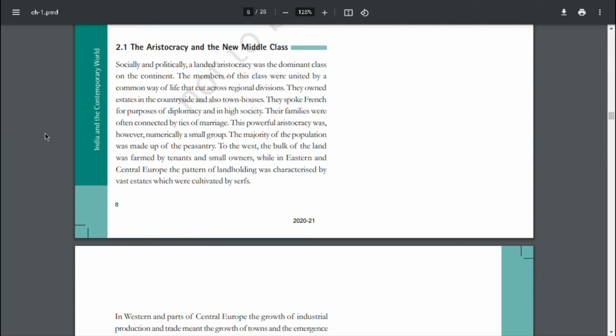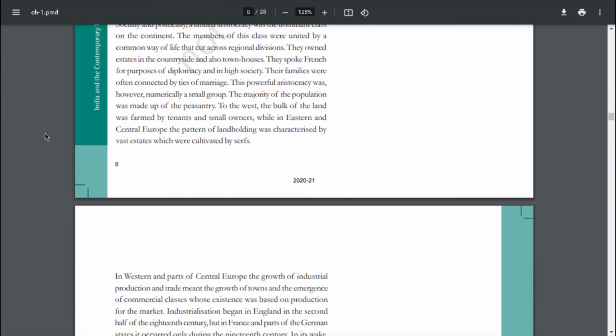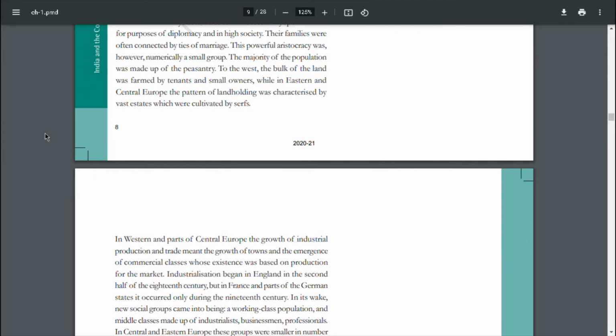This powerful aristocracy was, however, numerically a small group. The majority of the population was made up of the peasantry. To the west, the bulk of the land was farmed by tenants and small owners, while in Eastern and Central Europe, the pattern of landholding was characterized by vast estates which were cultivated by serfs.